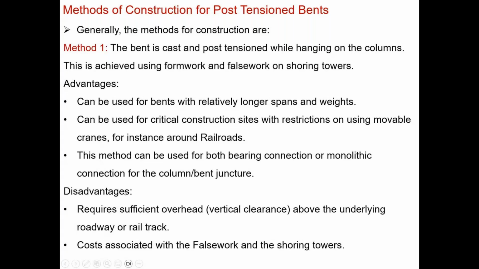The main disadvantage of casting the beam on the columns using the false work and the formwork is that you want to make sure that you respect the vertical clearance requirements for the underlying roadway or rail tracks, and also the costs that can be associated with the false work and the shoring towers. Sometimes it gets very expensive, especially when you go on a project with a very long bridge and you only have 2 or 3 bents that are straddle bents. It becomes very expensive to mobilize these heavy structures to the field or to build the false work and shoring for the sake of 1 or 2 bents.